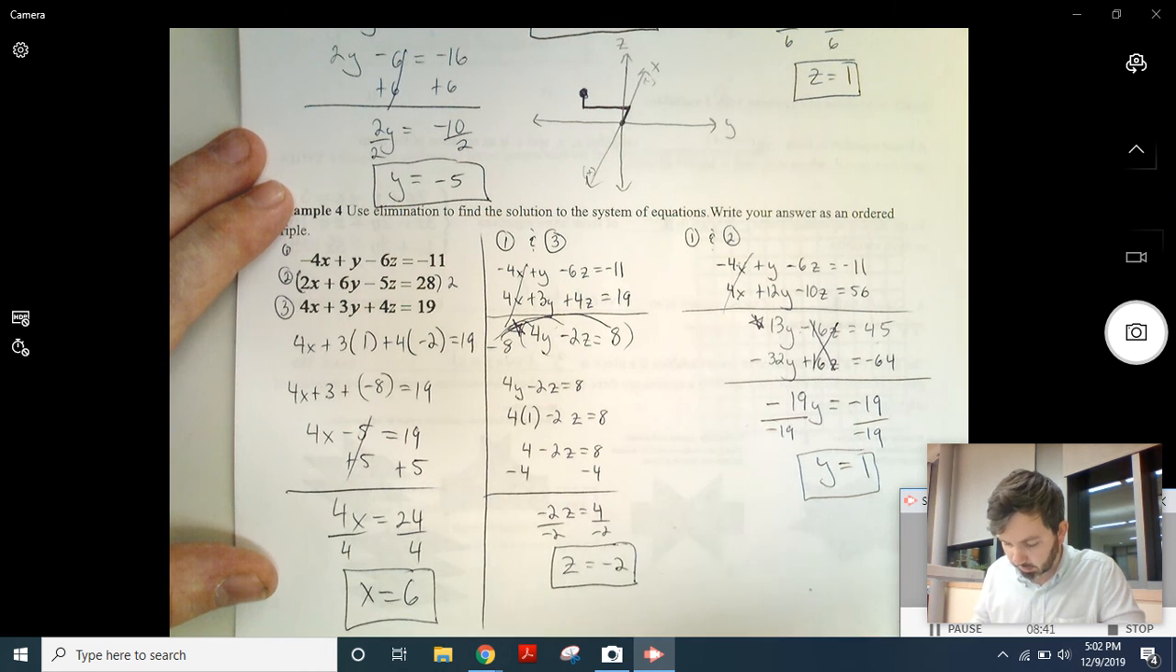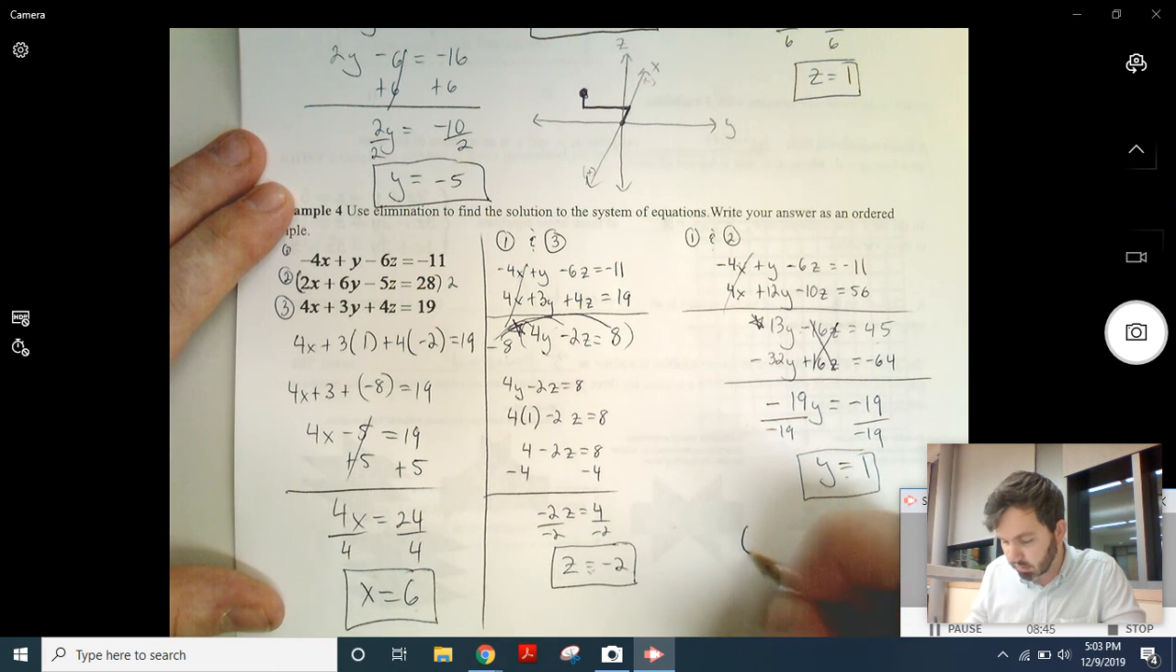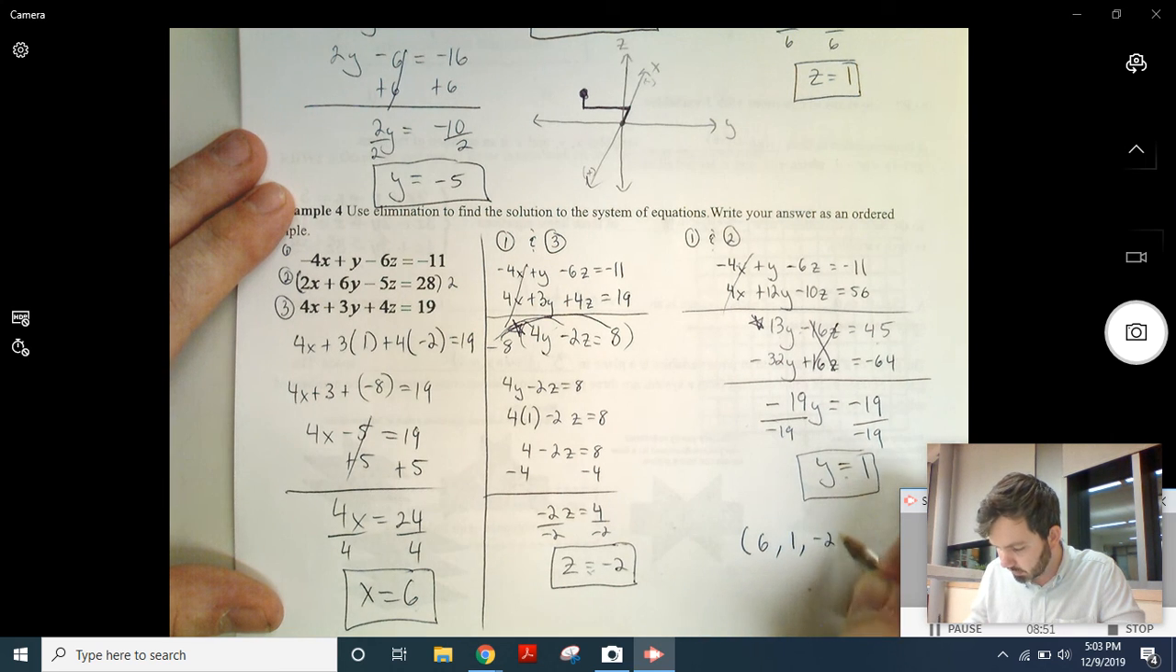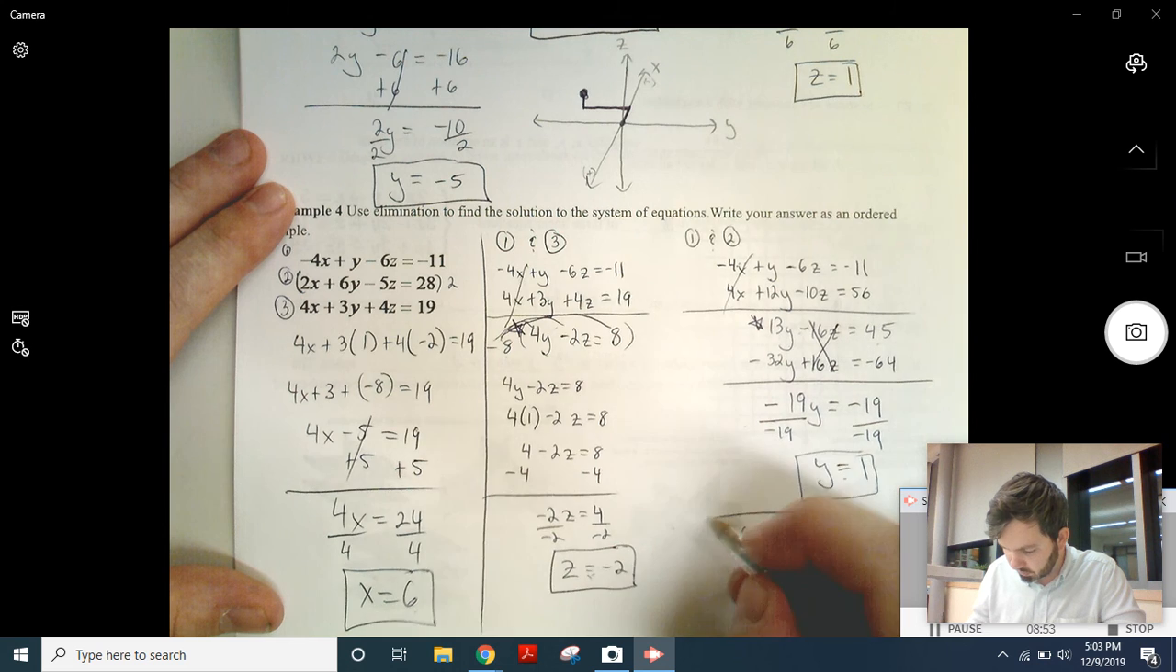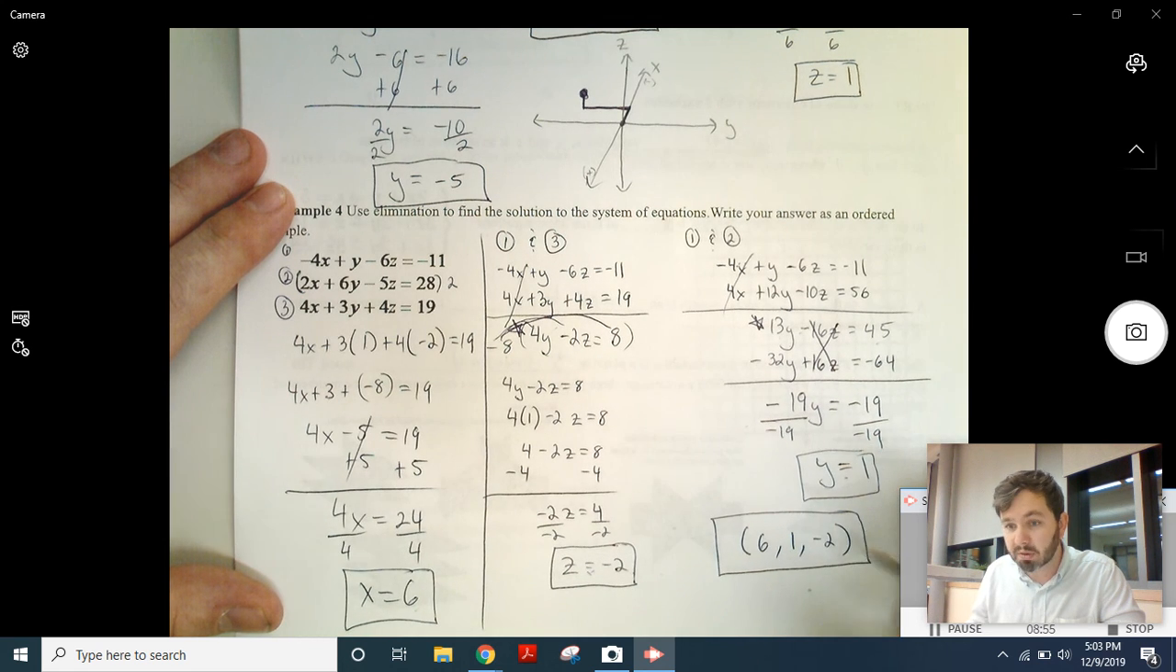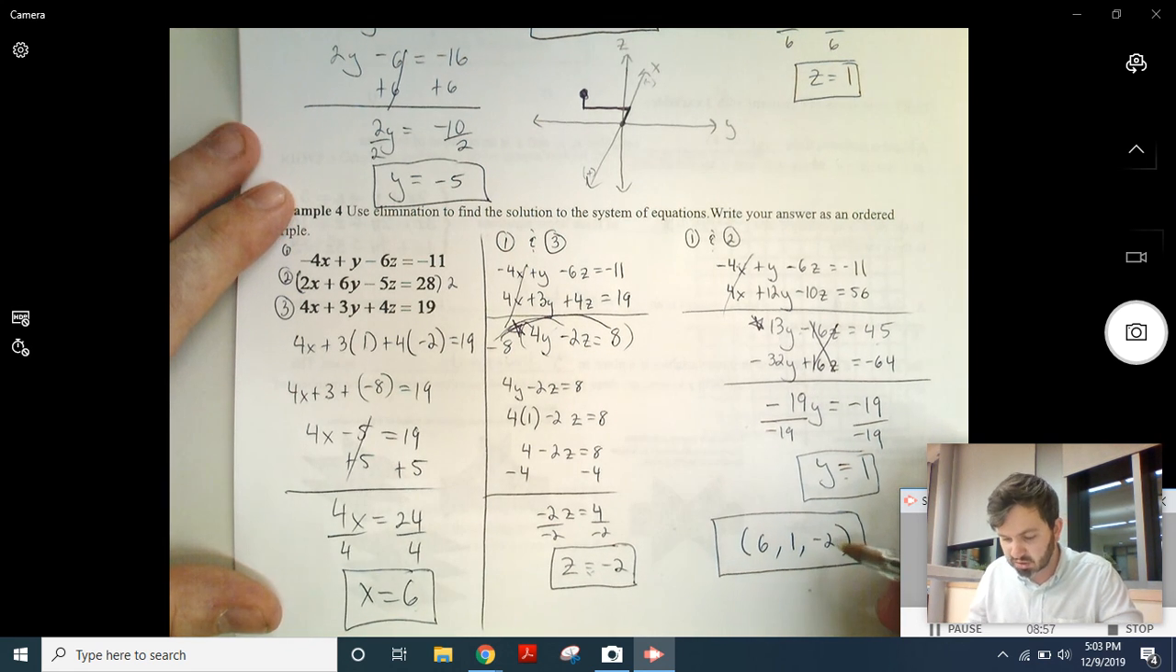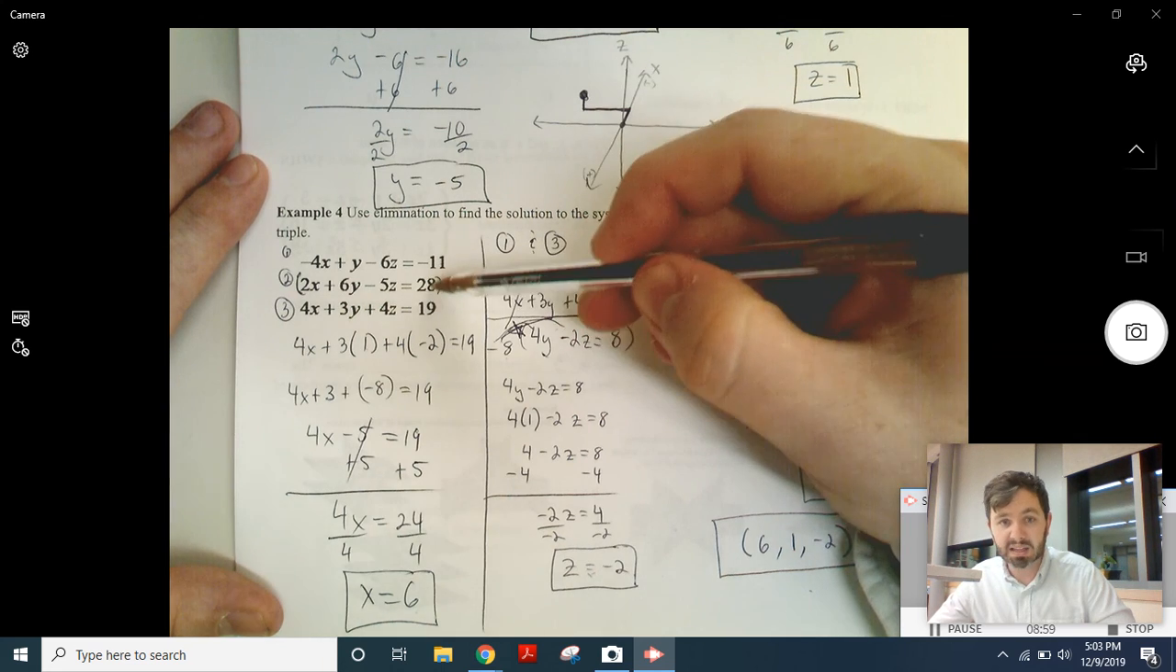So we have our x, y, z. We want to write our answer as an ordered triple. So x value first, 6, y value second, 1, z value third, negative 2. And this is our ordered triple. And this point represents the point in three-dimensional space where these three planes intersect.